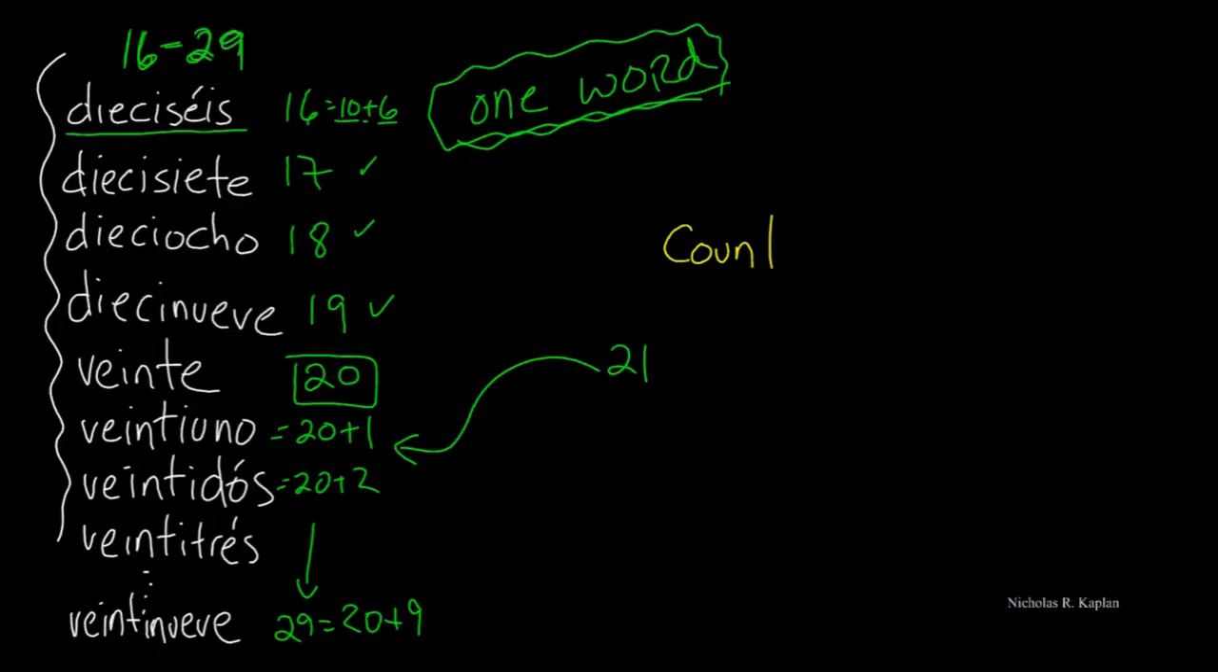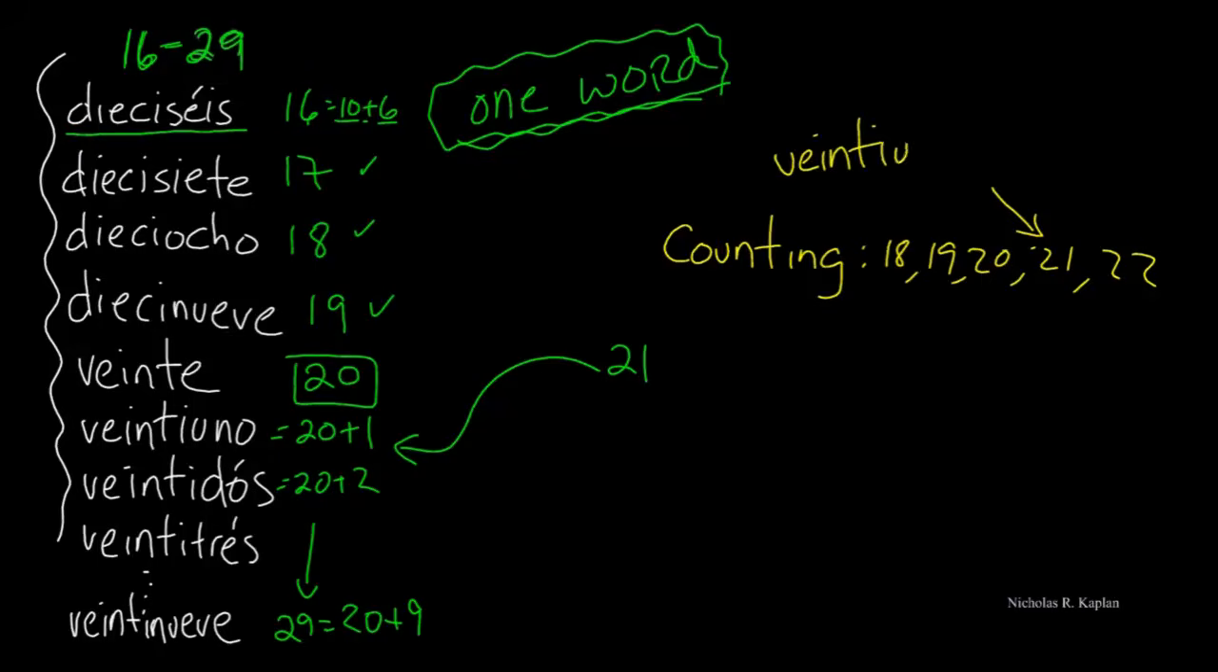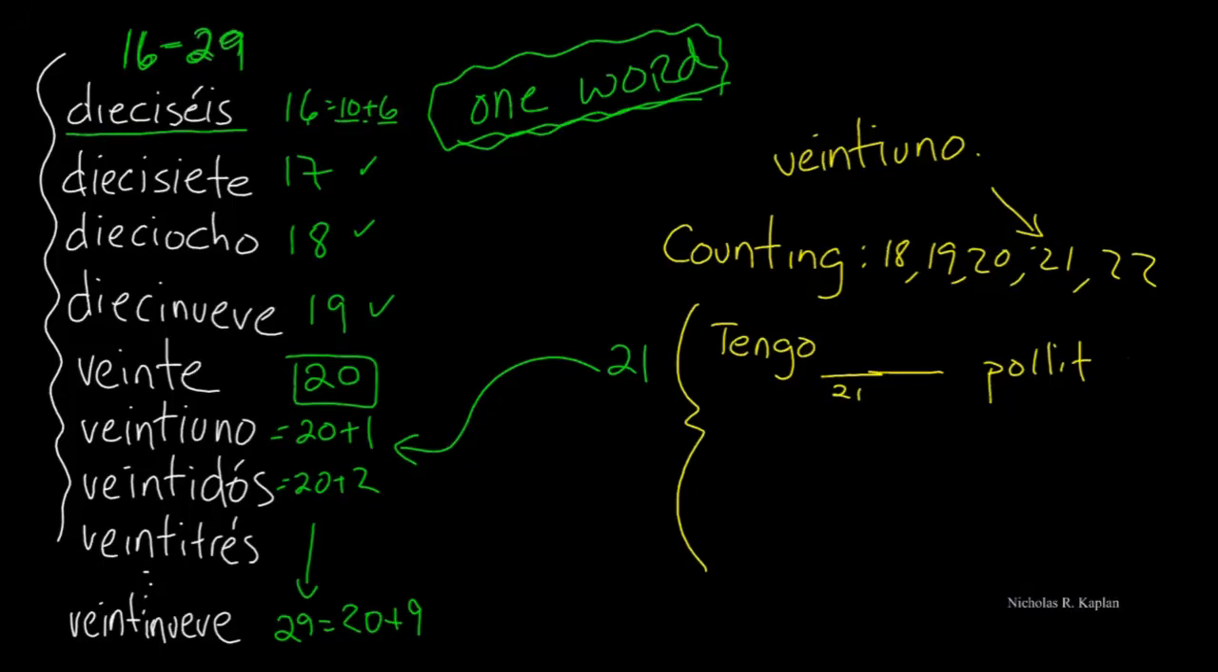If we are counting 18, 19, 20, 21, 22, that 21 right there, a counting number, will be just as we have it written. 21. But remember the previous example when we said I had hens or little chickens? So let's go back to that example, and if we said I have, and we want to say 21 little chicks, that uno will change to an un. And we will put on an accent.